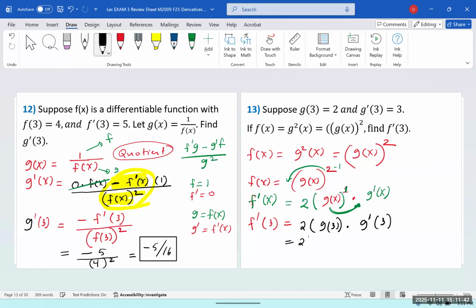So 2 times, do we know what g of 3 is? 2. So 2 times 2. And do you know what g prime at 3 is? 3. So basically we have 2 times 2 times 3. The answer is 12.